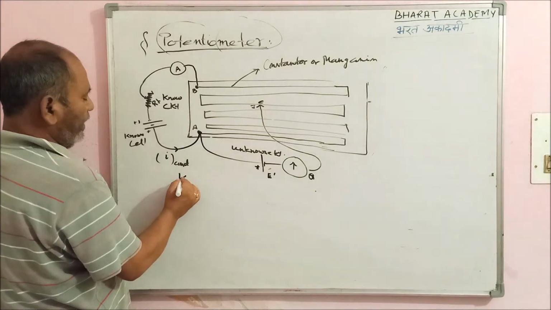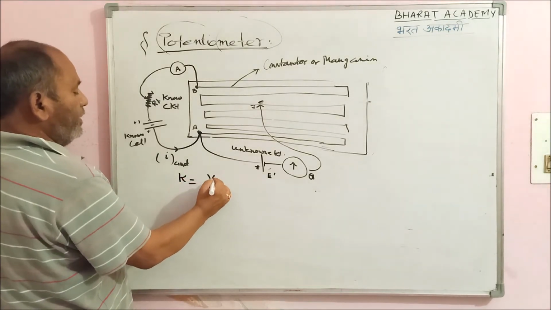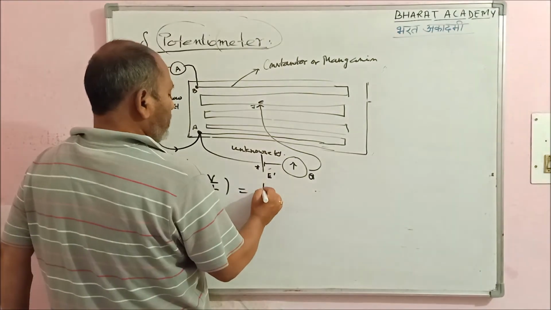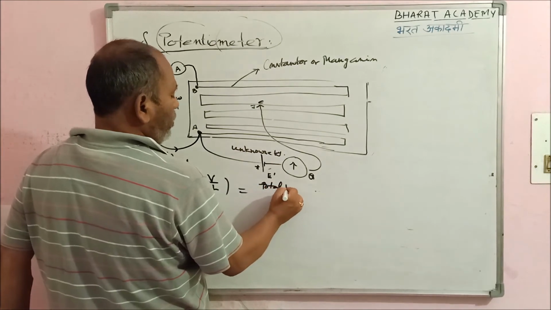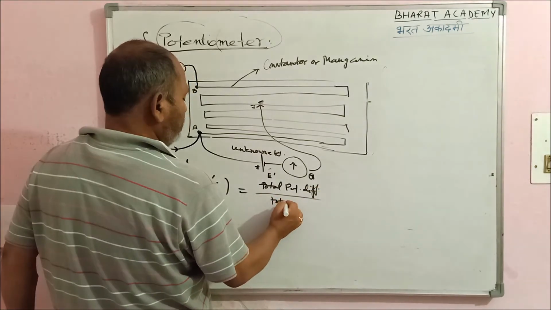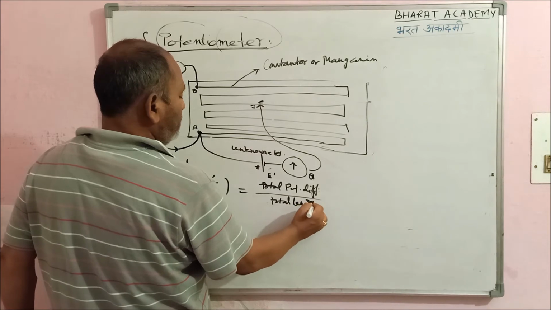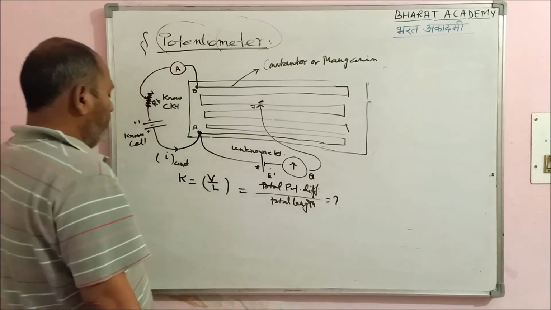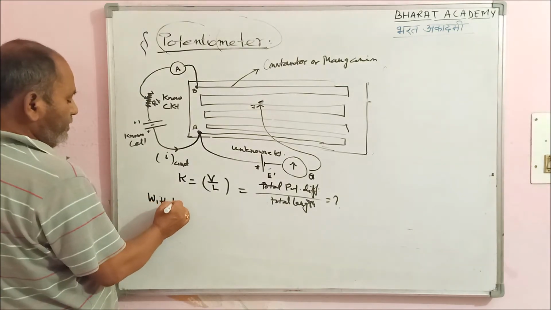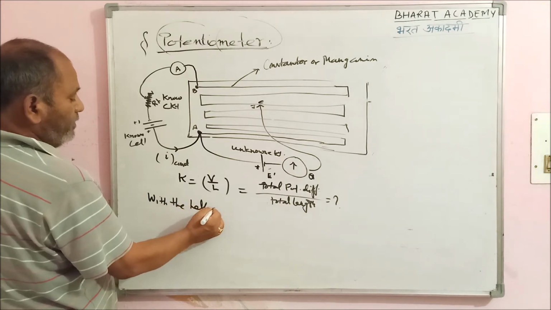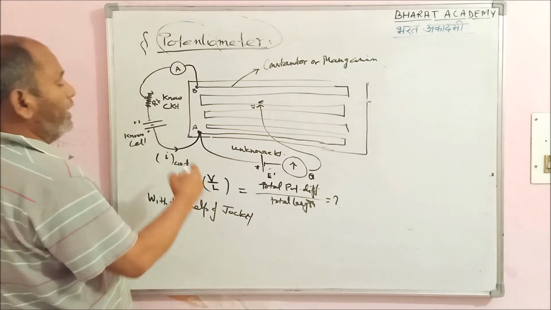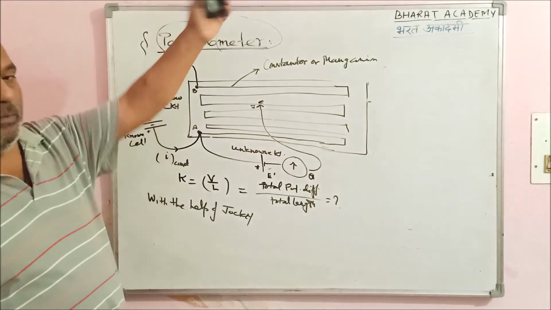First, calculate K. Right? K is V via L, that is, the total potential difference via total length. First calculate this. Right? With the help of the jockey, what is happening? At A it is showing a deflection in one direction, at B opposite to that.